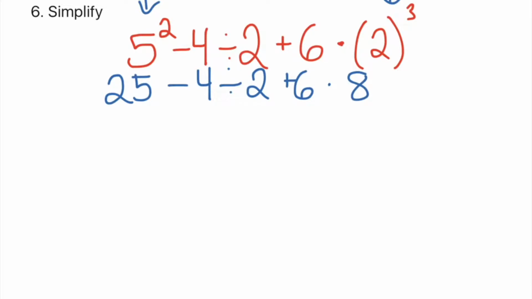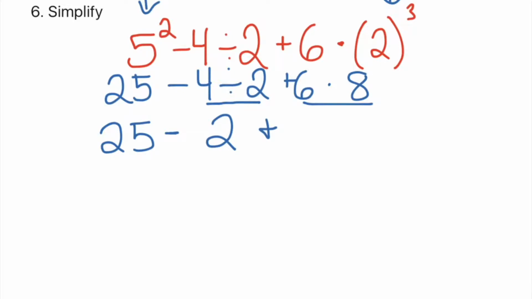Next, we do multiplication and division from left to right. So here's a division problem, and we also have a multiplication problem here. So I can go ahead and simplify both of those. 25 minus 4 divided by 2 is 2, plus 6 times 8 is 48.